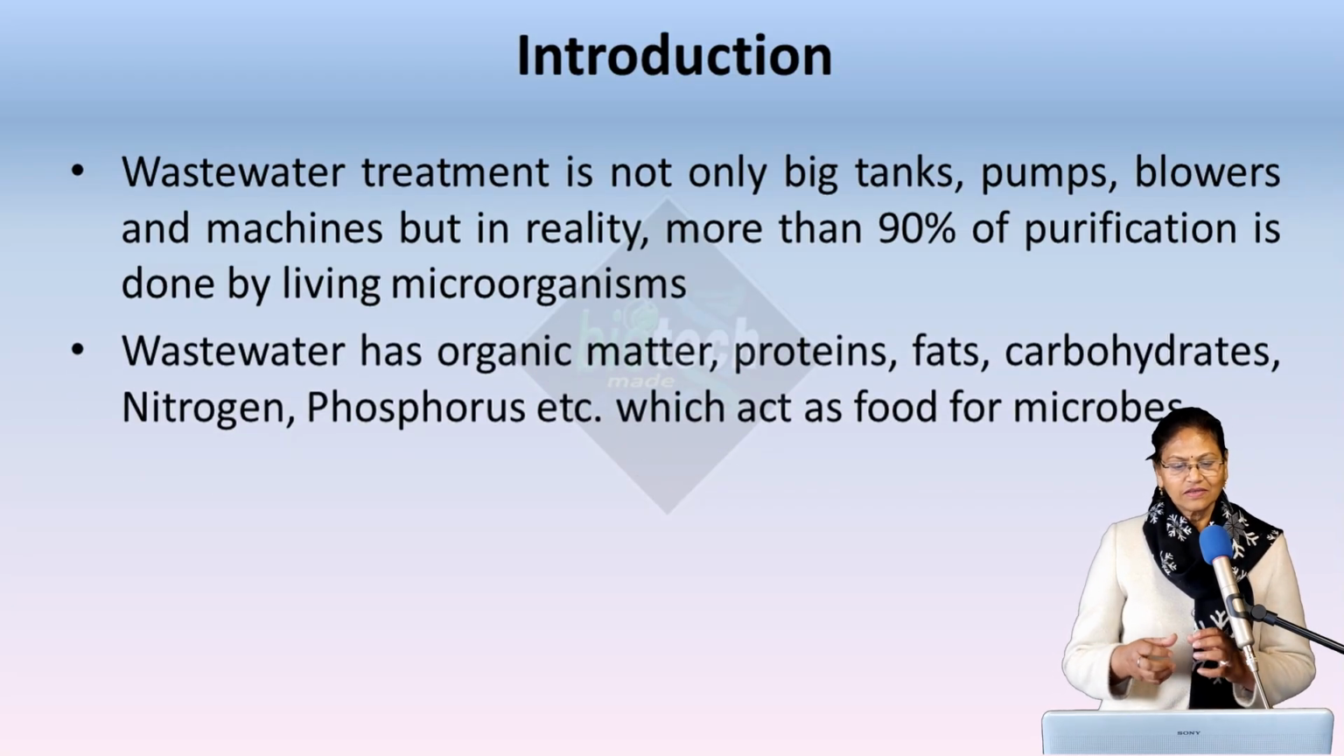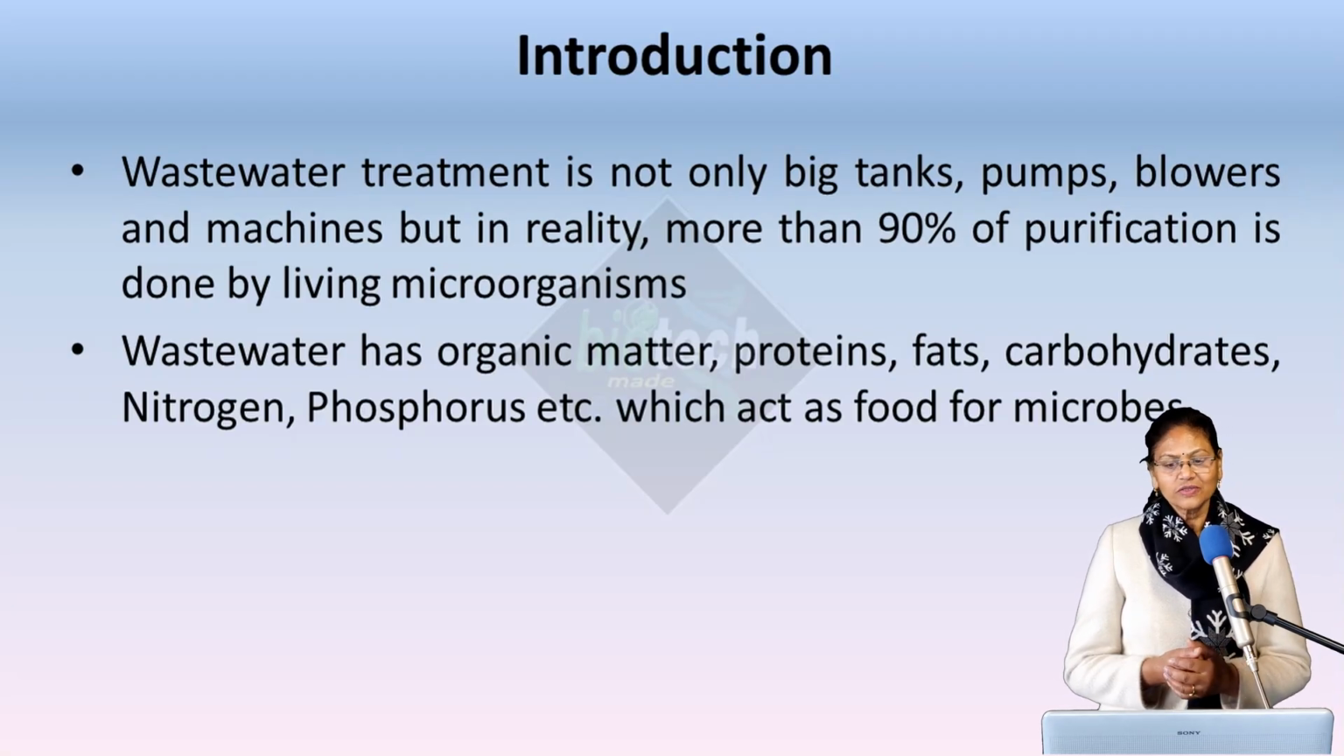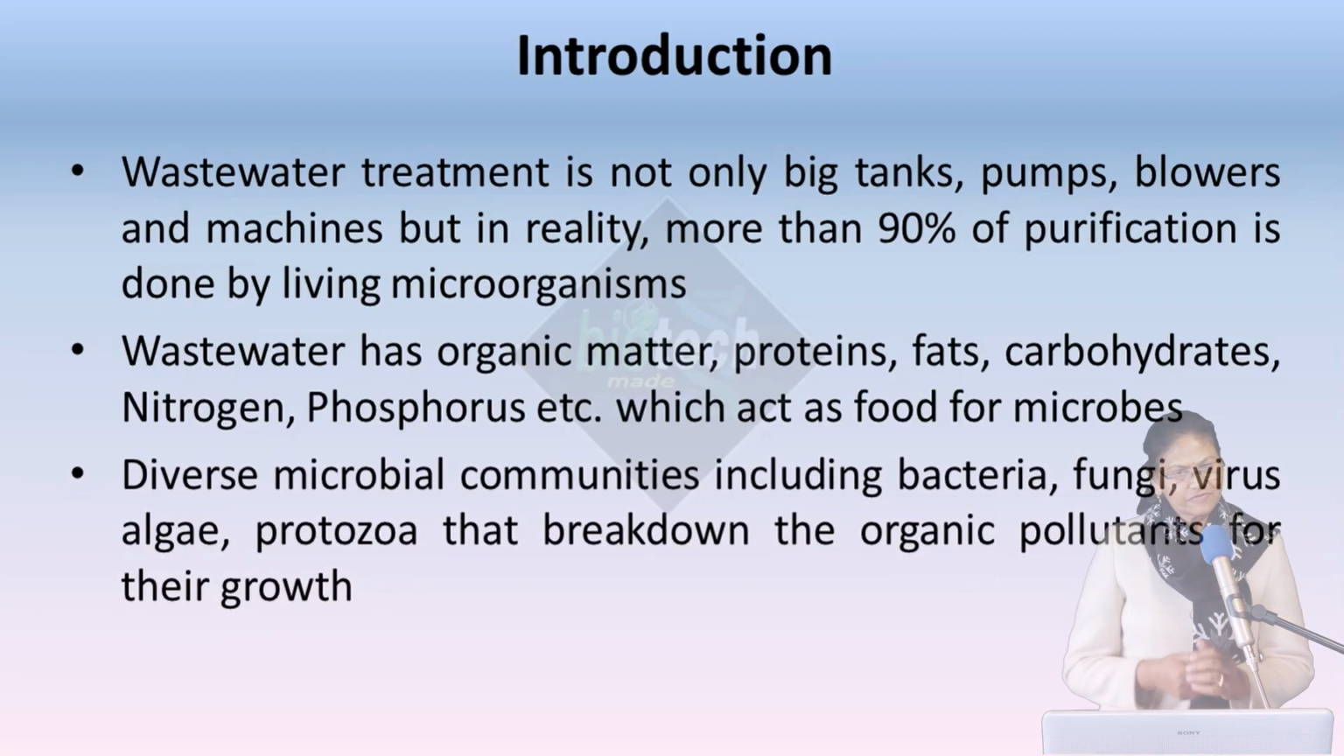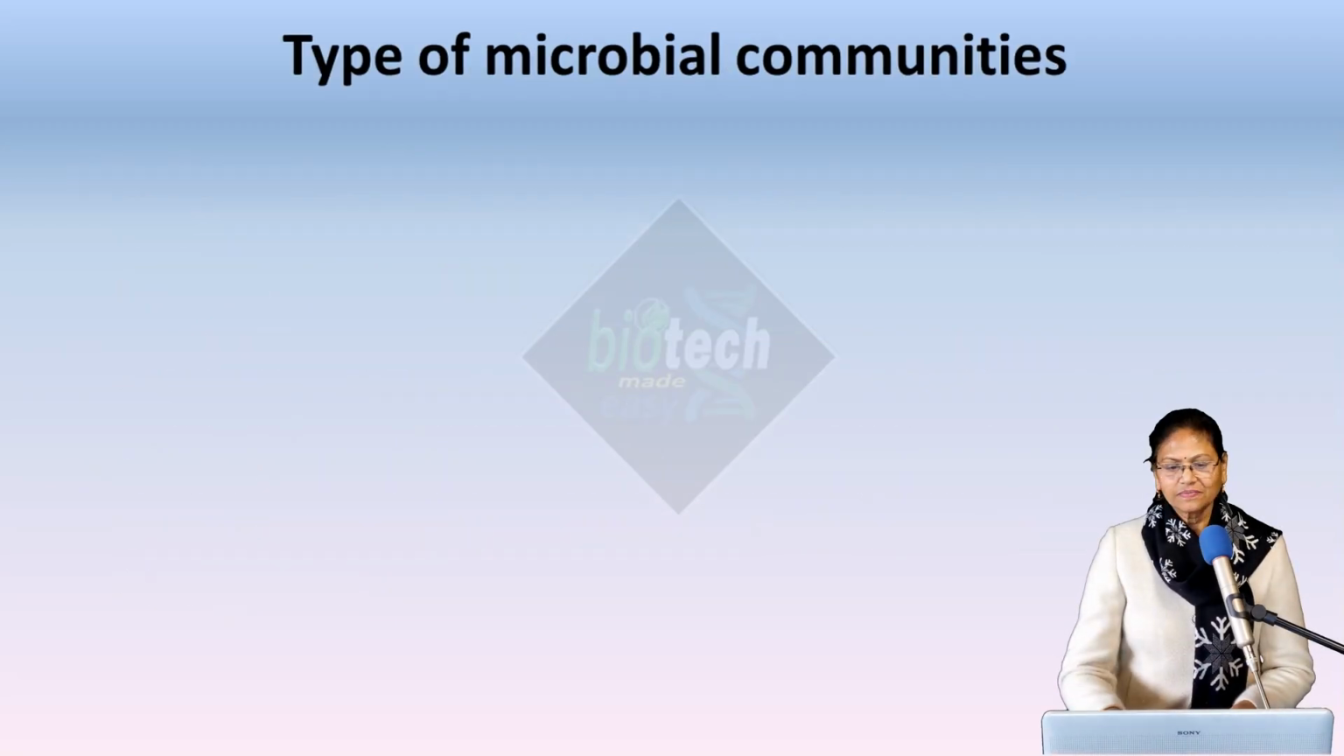Wastewater has lots of organic matter, proteins, fats and carbohydrates. Then nitrogen and phosphorus are also there. So that means wastewater has everything which any microorganism may need for their growth. During this process, different types of microbial communities can grow very easily because they can break down the organic pollutants and they grow luxuriantly. Bacteria, fungi, viruses, algae, protozoa, all these can be seen in wastewater.